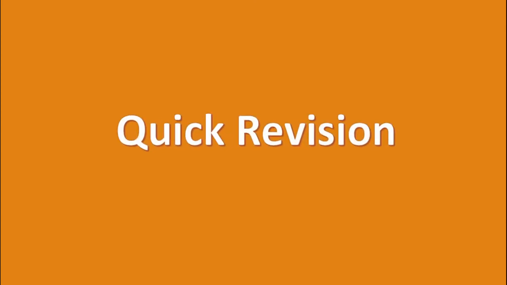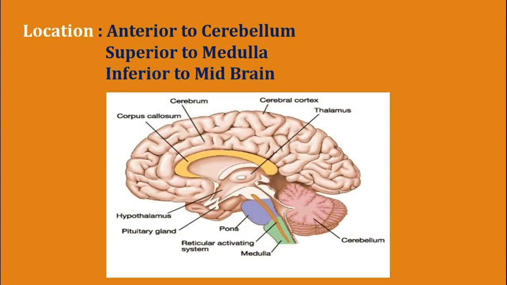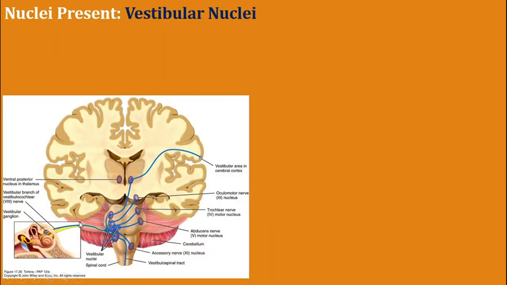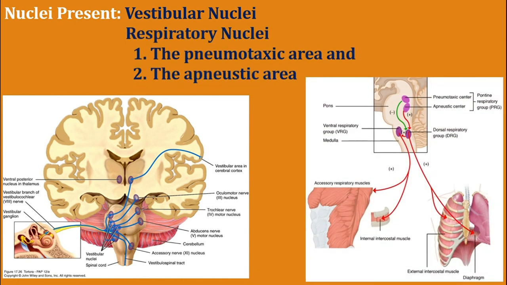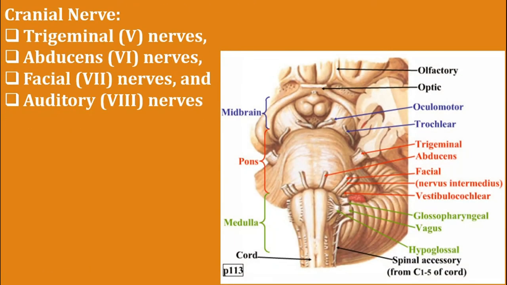Now, let's have a quick revision. So, pons is located anterior to cerebellum, superior to medulla, and inferior to midbrain. Pons contains vestibular nuclei, which is part of the equilibrium pathway from the inner ear to the brain, and respiratory nuclei. Under respiratory nuclei, there is the pneumotaxic area and the apneustic area. Together with rhythmicity area of medulla, they control basal breathing rate. Lastly, pons contains nuclei for following nerves: trigeminal nerves, abducens nerves, facial nerves, and auditory nerves.